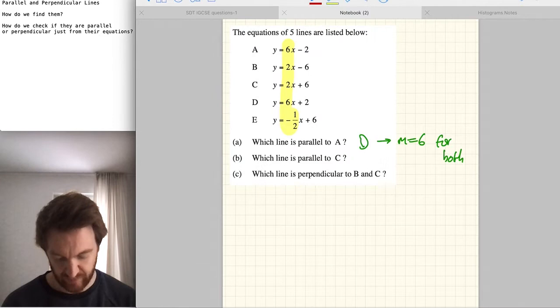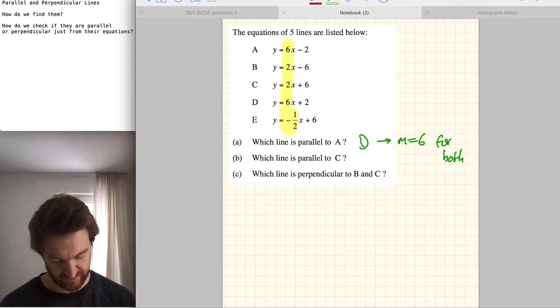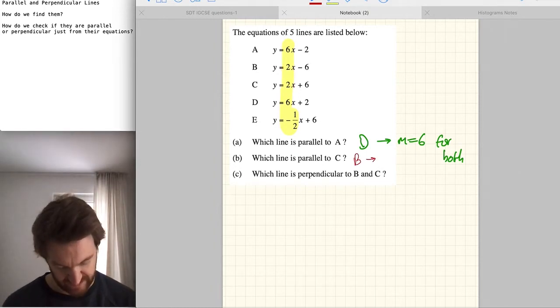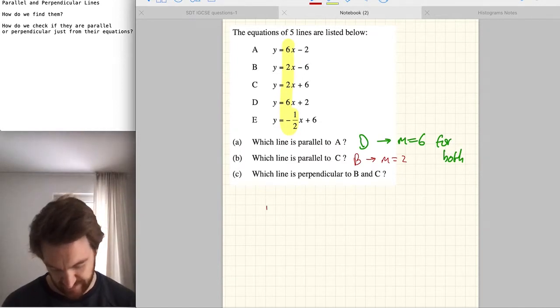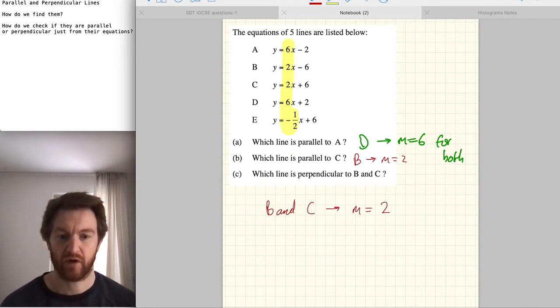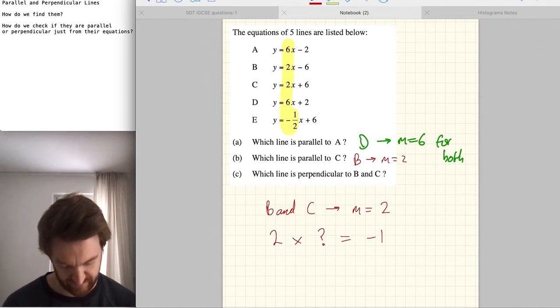When we look at the second one, which line is parallel to C? Well, C is 2, so we need the other line with 2, so it's going to be B, because again, M is 2. It says finally, which line is perpendicular to B and C? So B and C have a gradient of 2. We know it's going to be 2 times something that has to give us -1 for them to be perpendicular.